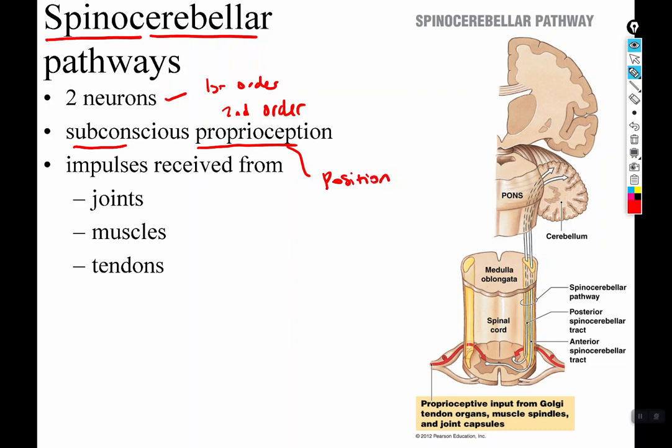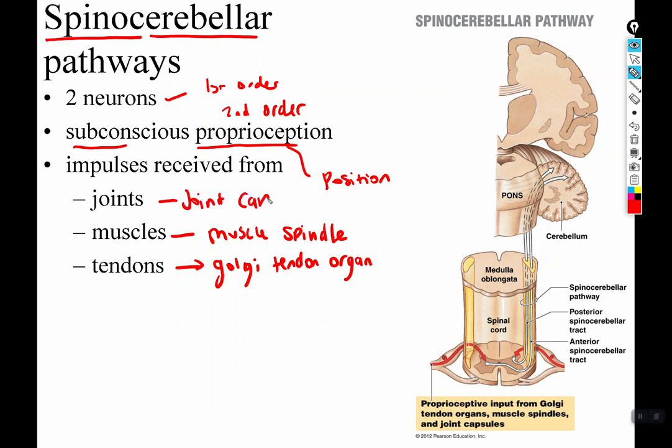and posture stuff. So these contain information received from joints, muscles via the muscle spindle, tendons via the Golgi tendon organ, and joints via joint capsule receptors. So this is going to tell your cerebellum, is my elbow flexed? Is it flexed the appropriate amount for the movement I'm trying to do? Or, is my muscle being stretched, for example?